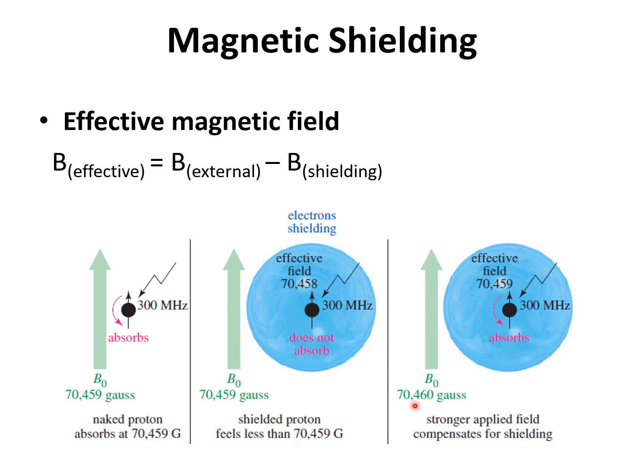That means we can summarize that we have to apply a stronger magnetic field, or a magnetic field which is greater than the effective field. Only then will the proton be in resonance. If we apply a lesser magnetic field, then it will not be in resonance.